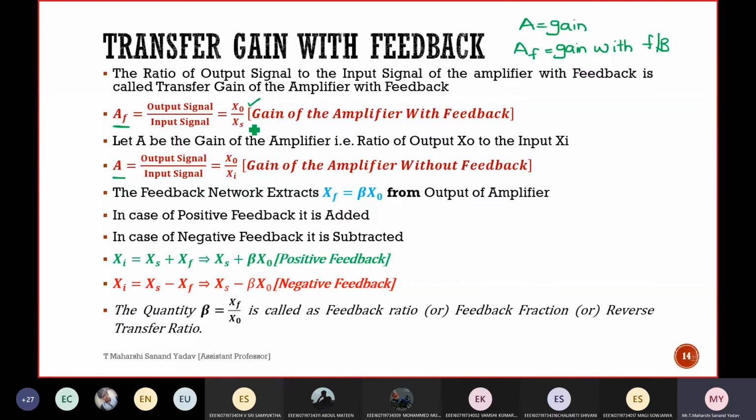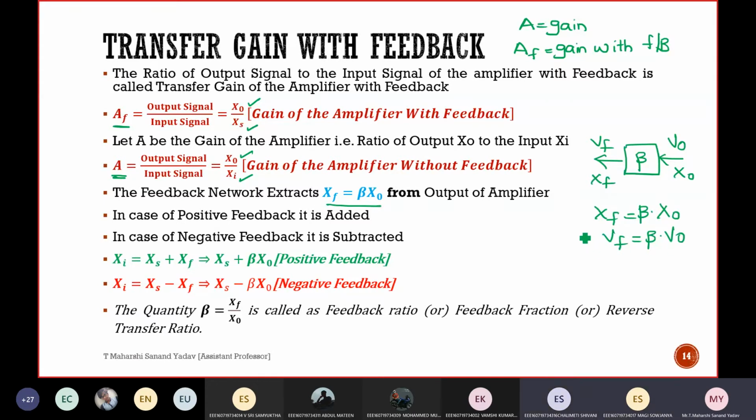So X out is nothing but output and XS is nothing but input. If it is only gain, it is output by input. You need to be clear with these two points: gain without feedback and gain with feedback. And I've already told you this one. If it is feedback network beta, here the input can be anything. If it is V out, no issue. If it is X out, no issue. I want VF, or it can be XF also. So what is the equivalent? XF can be written as beta multiplied with X naught. If I want only voltage, it is beta times V naught. Here X is some parameter I've taken.